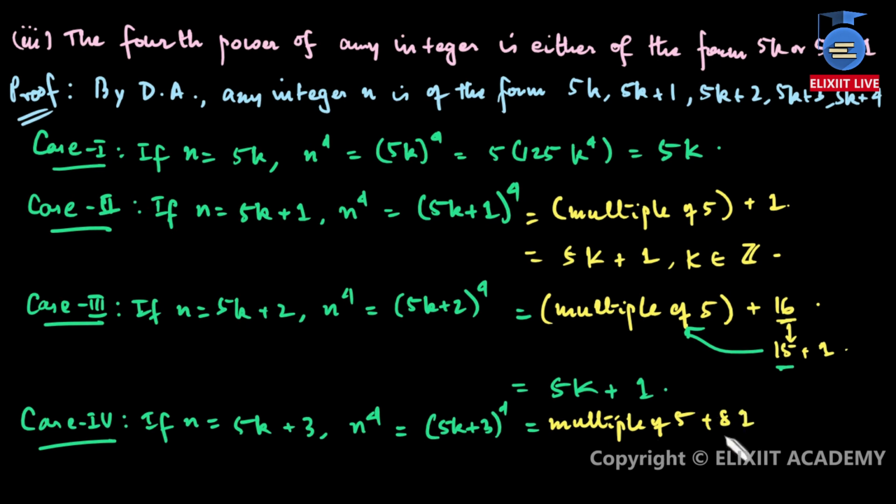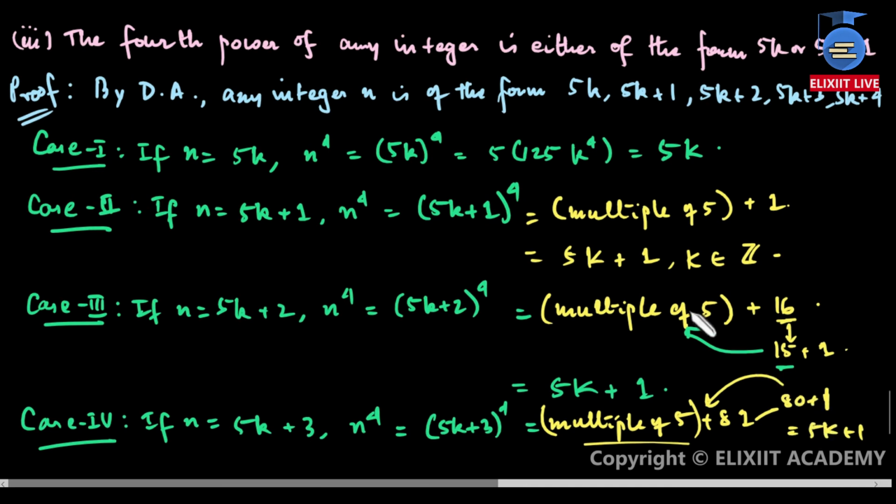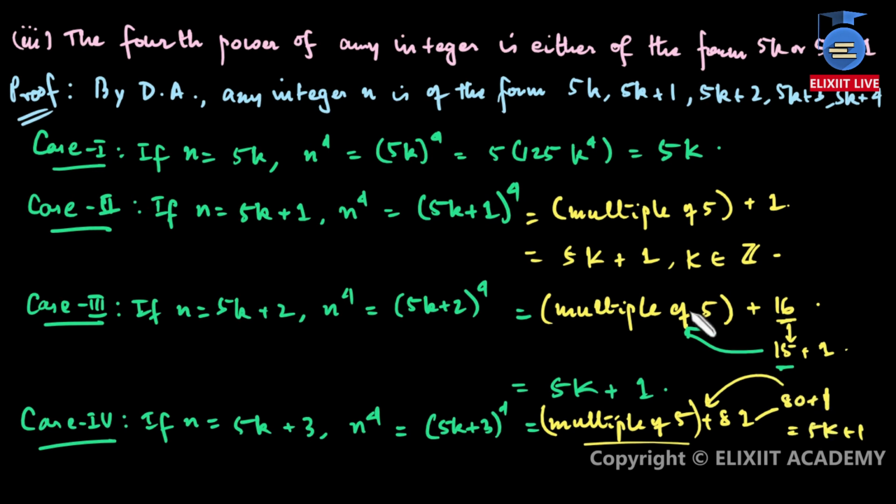Further, you can write this 81 as 80 plus 1. Reason being, 80 is a multiple of 5, so that particular 80 is now absorbed in this multiple of 5. So definitely, obviously, you will have a multiple of 5 plus 1. So multiple of 5 plus 1 means what? 5k plus 1. Same logic. So once again, this is of the form 5k plus 1. And we have the last case, which is 5k plus 4.